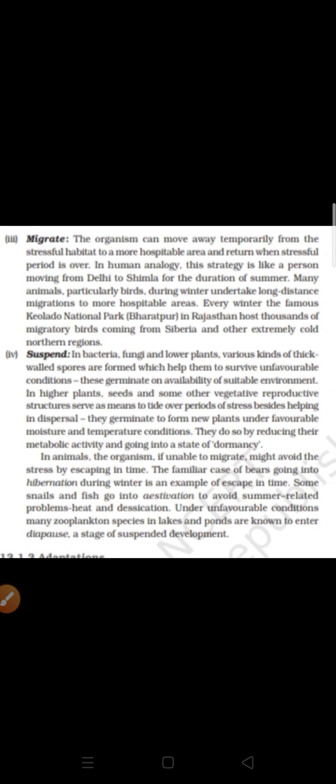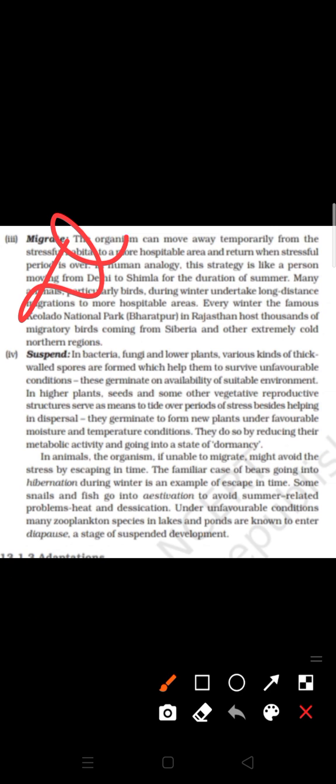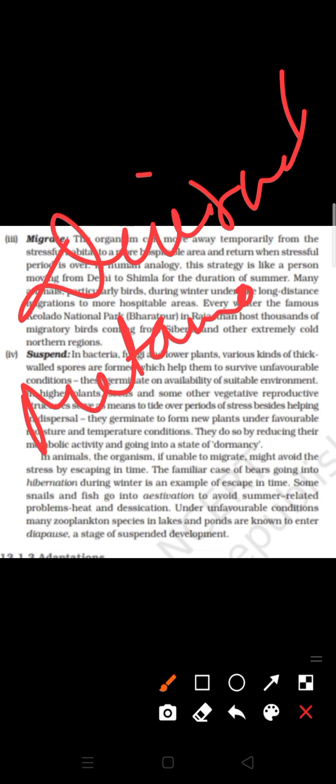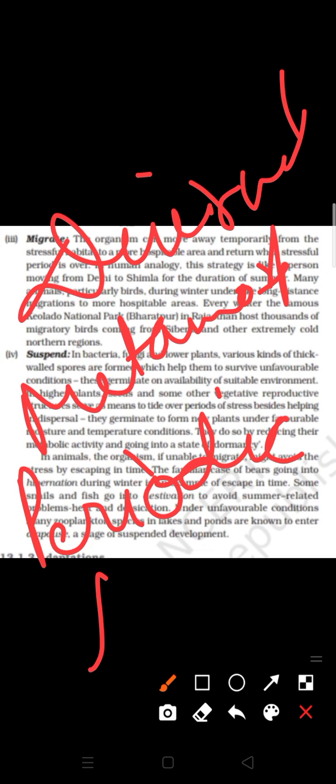Now about migration, simply we can understand four types of migration: diurnal, metamorphic, periodic, and the last one is annual. Diurnal means they are active in daytime. It means when migration is controlled by the cycle of day and night, the movement of planktons towards the surface of an aquatic body during night and descent to deep during day. This is the diurnal.